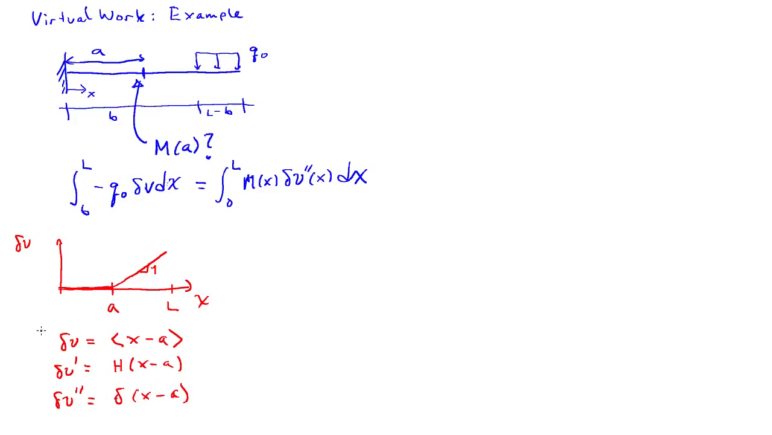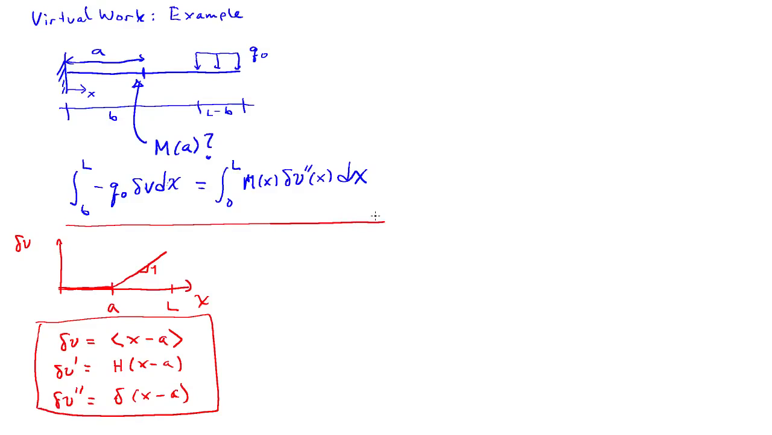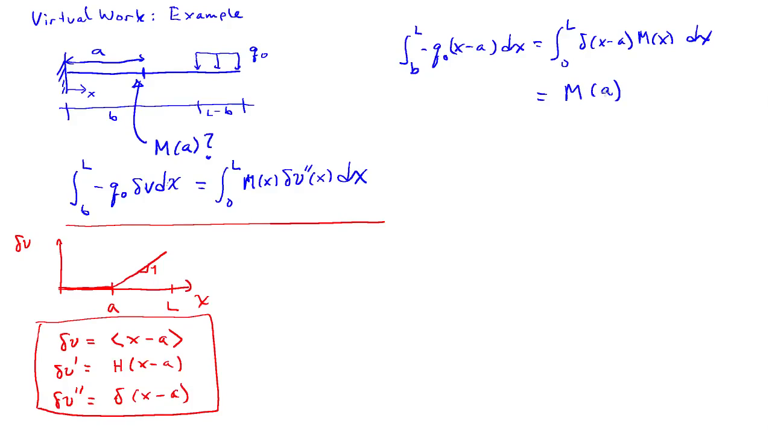So I'm going to plug this information here into my virtual work equation, and that's actually going to allow me to solve for the internal moment. So I'm going to get the integral b to L of minus Q naught times x minus a. I don't need the Macaulay brackets since x is greater than a here. This is equal to the integral 0 to L of delta of x minus a times M of x dx. So on the right hand side here, I'm actually just going to directly get the moment that I'm looking for.